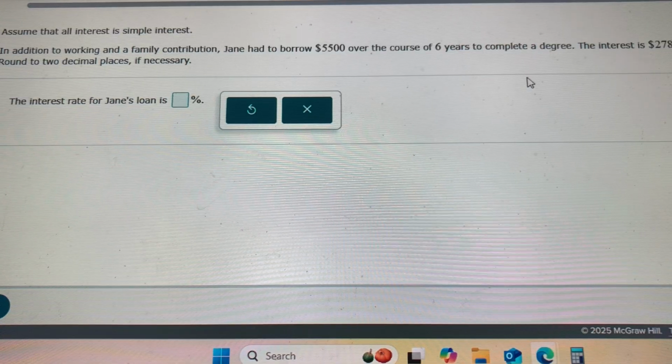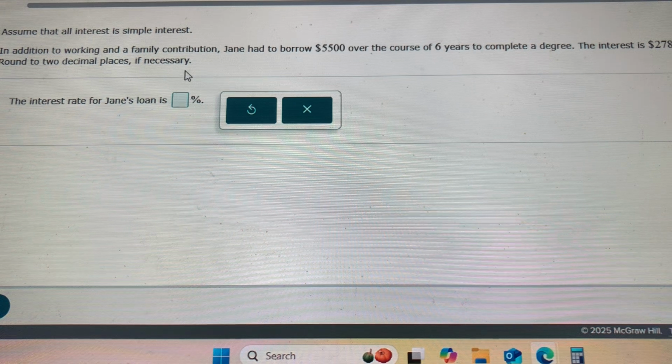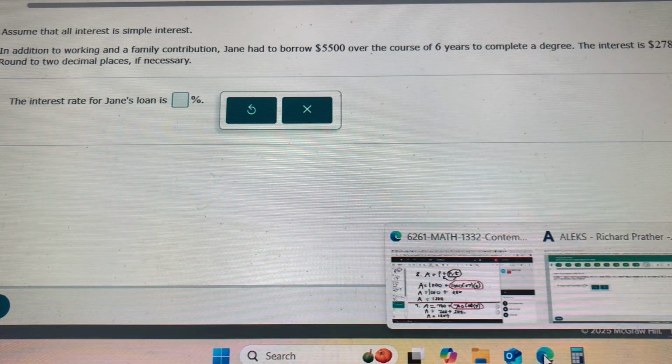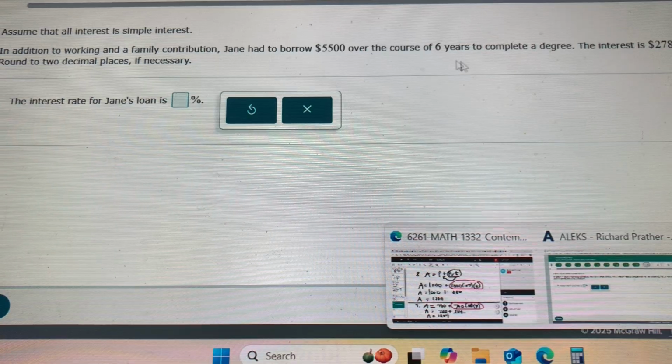So in addition to working and a family contribution, Jane had to borrow $5,500 over the course of 6 years to complete her degree. The interest is $27.85. Find the rate. Round to 2 decimal places if necessary. See, it wants me to find the rate. And we know how much she borrowed. That's the present value. And we know the interest. And we know the time.